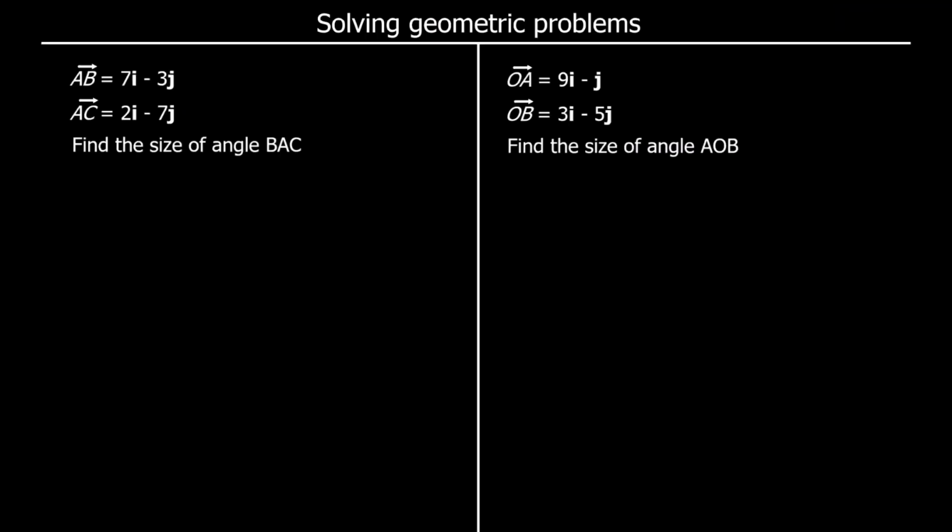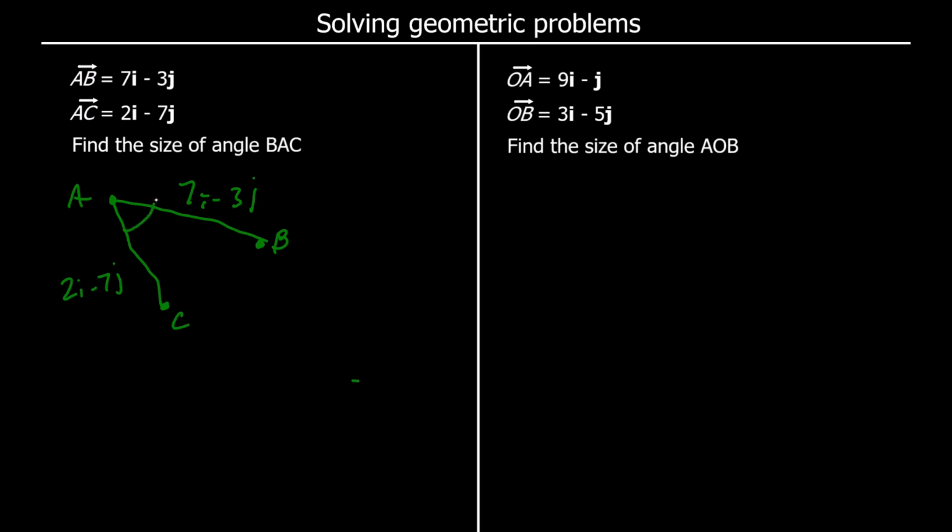Here's a different question. We've got A to B is 7i minus 3j. So if we've got A, B is 7 right, 3 down. A to C is 2i minus 7j, so 2 right, 7 down. Find the size of angle BAC.